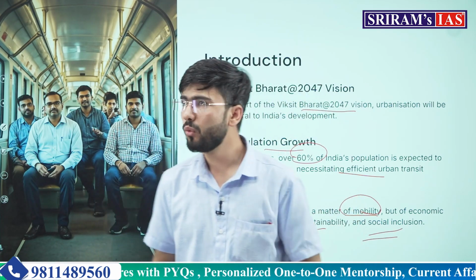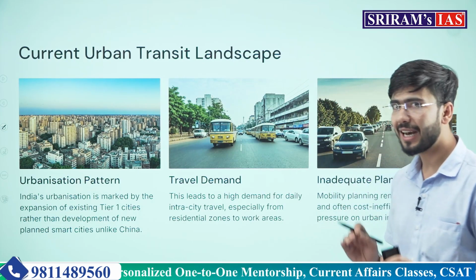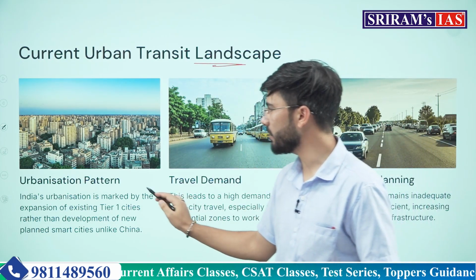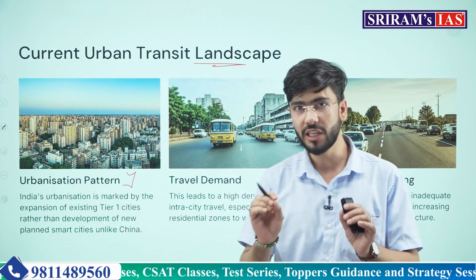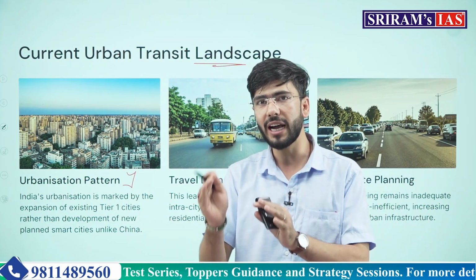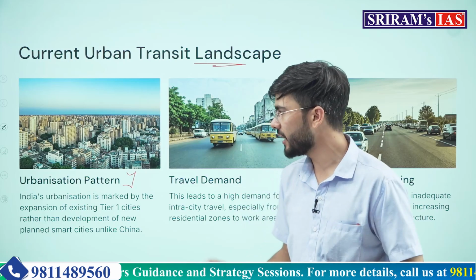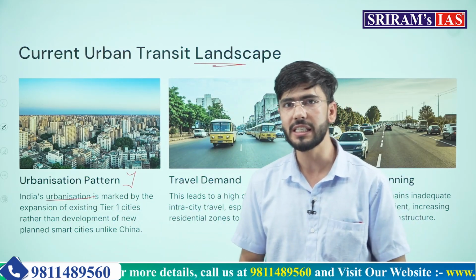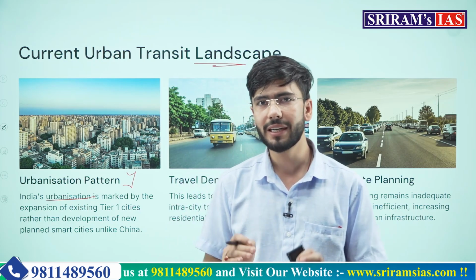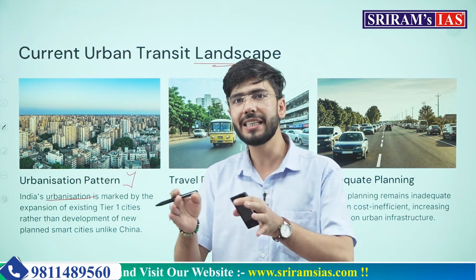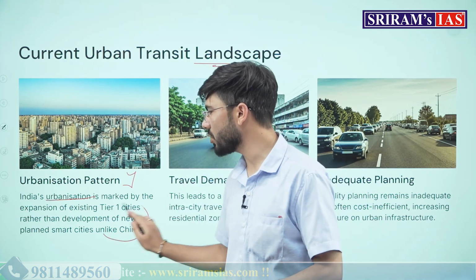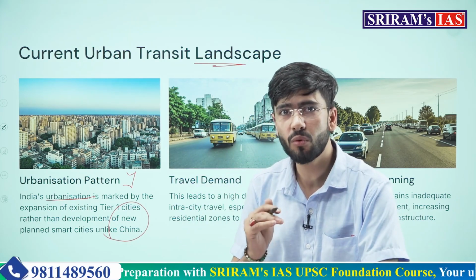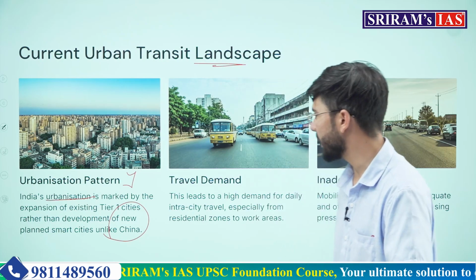So therefore, we will go through the current urban transit landscape, because India's urbanization pattern has seen multiple challenges from Tier 1 cities to Tier 3 cities, and basically we were focusing on the smart cities under the Smart City Mission. But the new smart cities are not coming up like those in China. So what we need to do is pay more focus towards these smart cities.